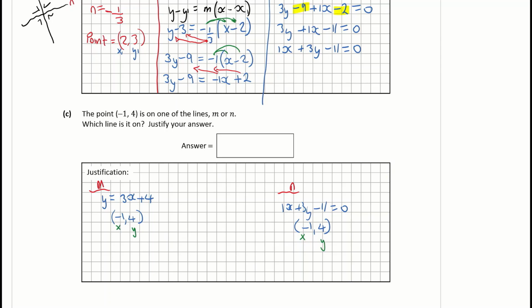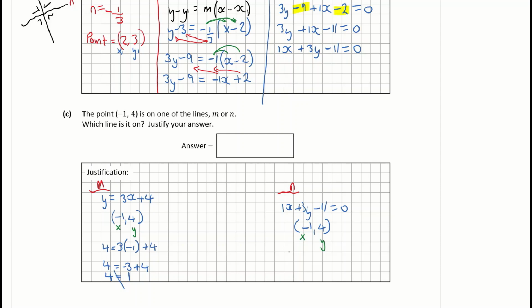So subbing it into m first of all. So I get y, which is going to be 4, is equal to 3x, so 3 times minus 1, plus 4. So that gives me 4 is equal to minus 3 plus 4, and 4 is equal to positive 1. But 4 cannot equal positive 1. So therefore, the point does not sit on m.